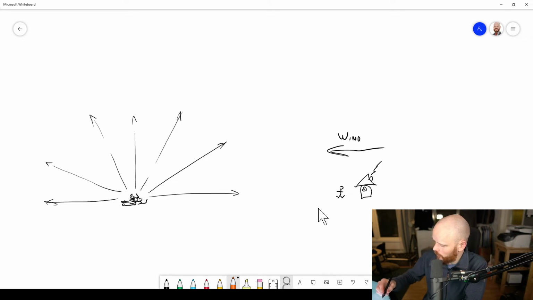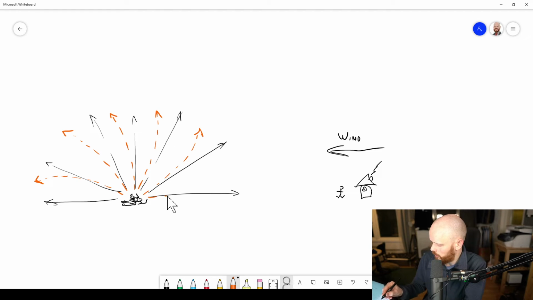Well, this one, for instance, instead of going straight up, will start to curve off like this, and this one will also curve off, and so will this one, and so on and so forth. They will go up like this. And that will create an acoustic shade, so to speak.